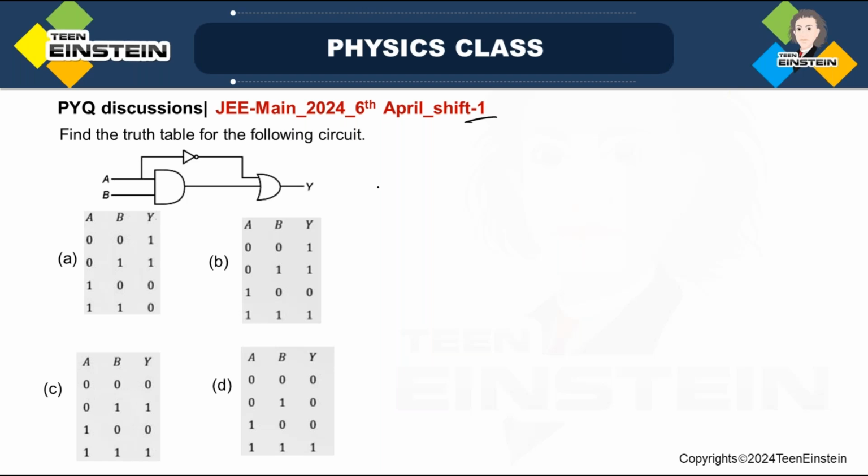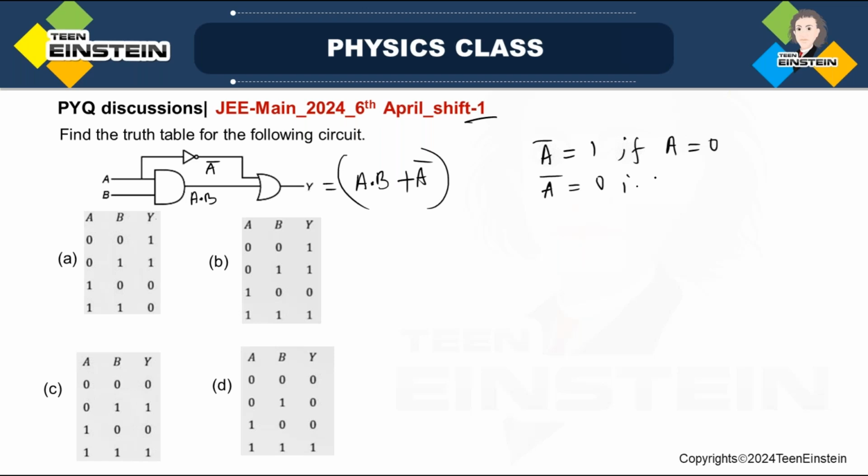Okay, so in this case, we have to first write down what Y is, then it will be easy to analyze. Here, this particular output will be A and B, right? And this A and B becomes input for this OR gate, and the signal A is connected with a NOT gate, so the output of this will be A bar. Finally Y will be A and B or A bar. Now, A bar will be 1 if A is 0, and A bar will be 0 if A is given as 1. This is the meaning of bar, as you know.